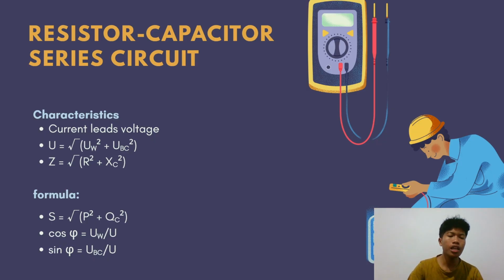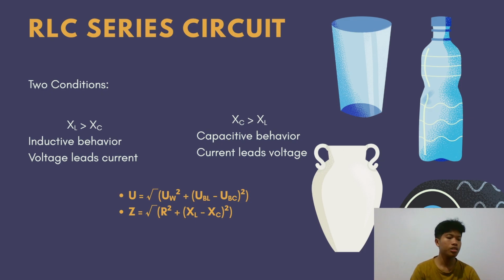The formula is S equals the square root of P squared plus Q squared. Cos φ equals P divided by S. Sin φ equals Q divided by S. And next is RLC.